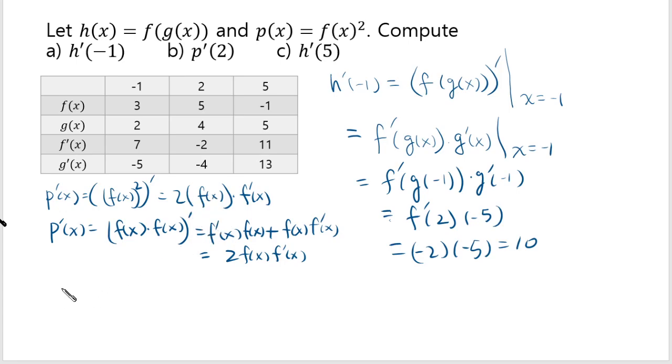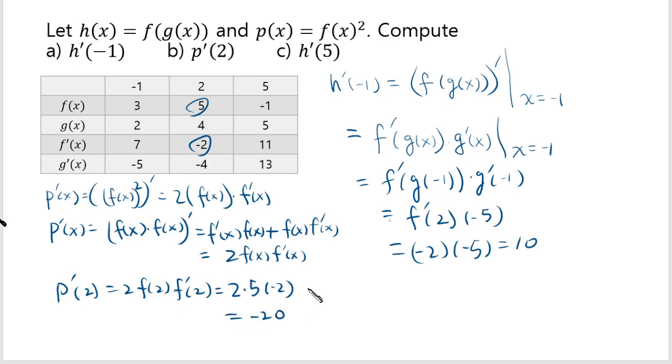So either way you get this, therefore p prime of 2 would be 2 times f of 2 times f prime of 2. Well, f of 2 is 5, f prime of 2 is -2, so it's 2 times 5 times -2, which is -20.